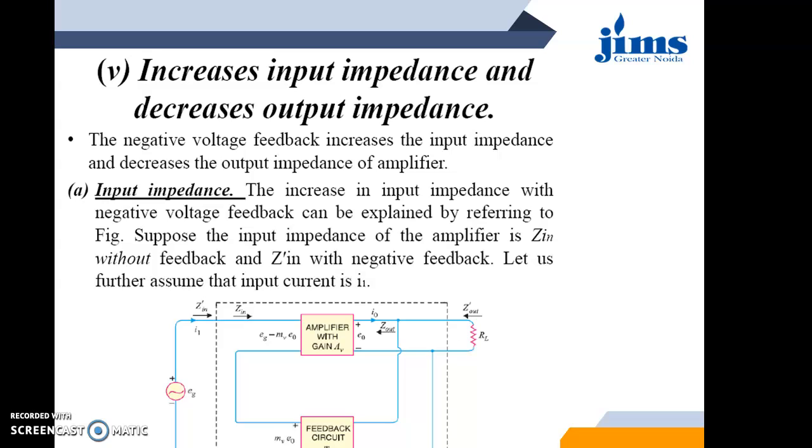So as of now, when we are talking about the advantages or properties of negative feedback amplifier, we should remember that the input impedance of voltage series feedback amplifier increases, whereas the output impedance decreases.